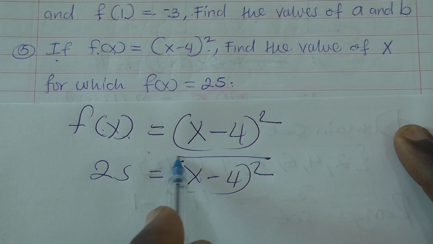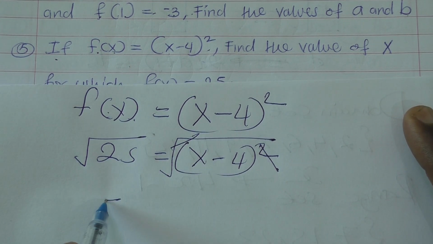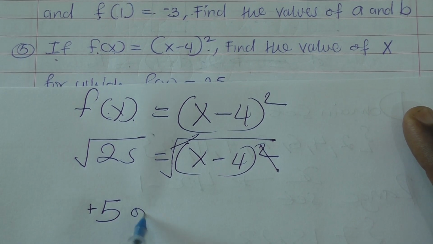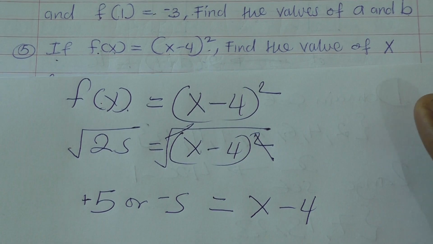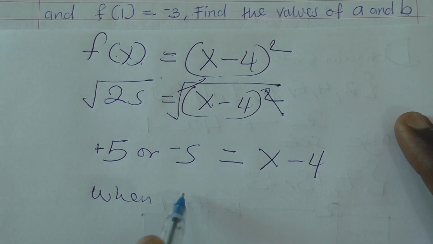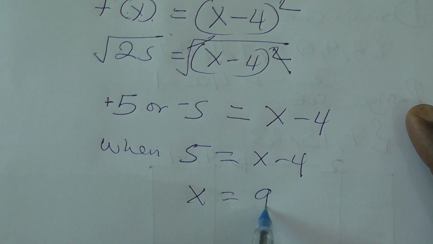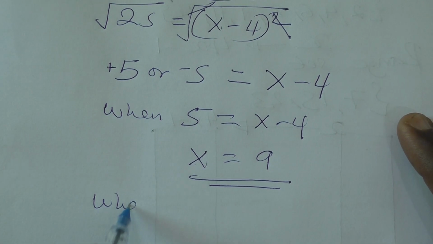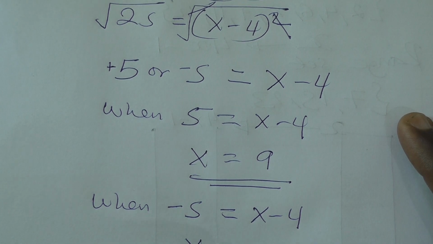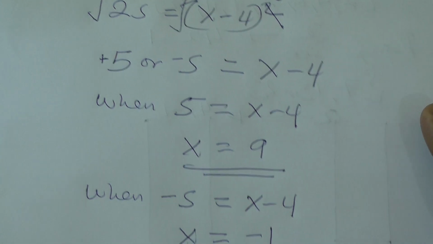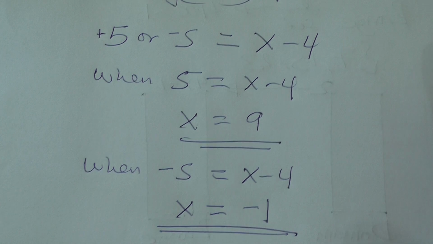Just get the square root on both sides. The square root cancels the square and we get positive or negative 5 equaling x minus 4. When positive 5 equals x minus 4, that means x equals 9. When negative 5 equals x minus 4, that means x equals -1. So there are two possible values of x. That is how we could do that.